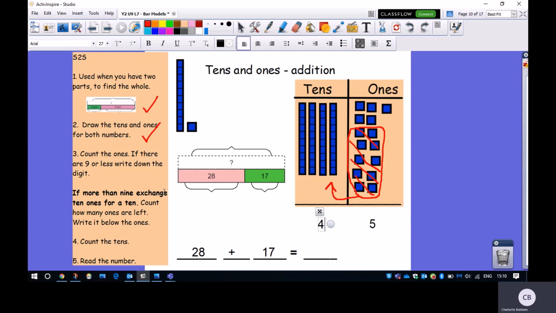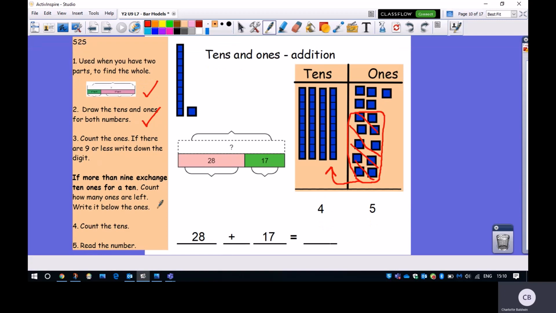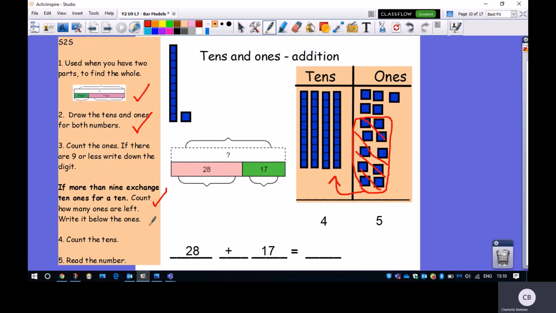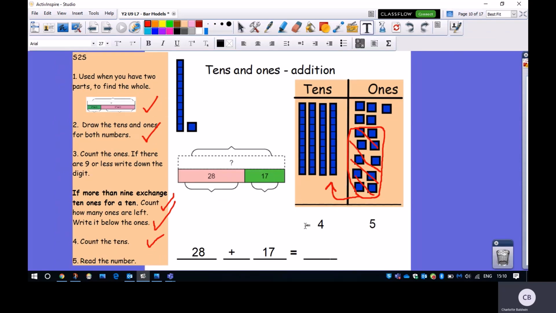So the first step was to do the ones, and then the next step was to count the tens. Now that I've counted the tens, I can read the answer and write it down. And I've got 4 tens and 5 ones, which is 45. Done. Let's do another one.